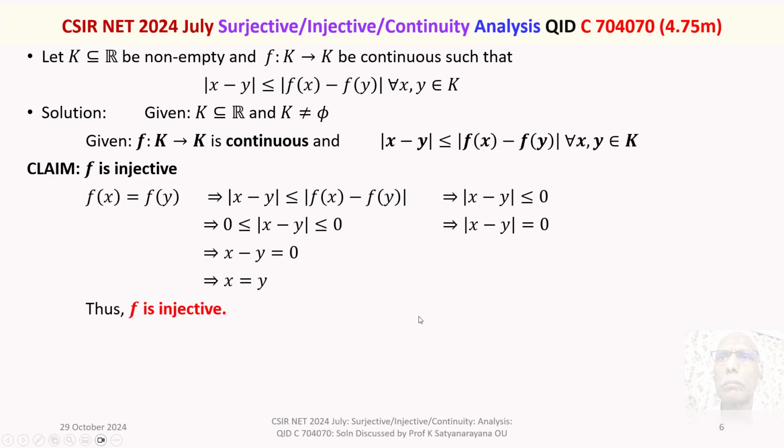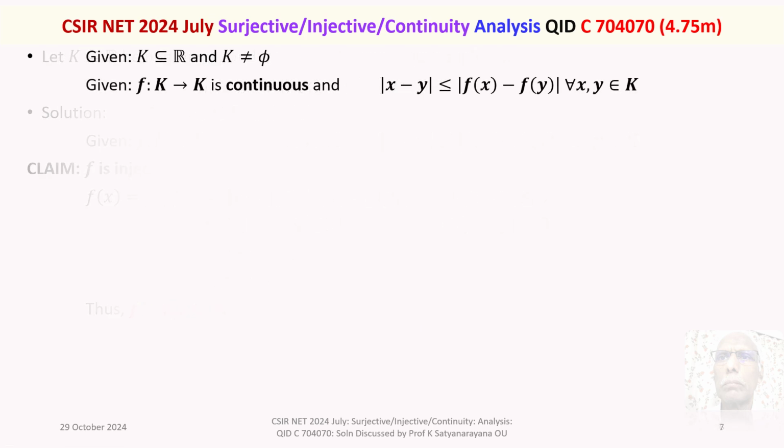Right. We move to the next slide for the discussion of option 1. Option 1: f need not be surjective. Is it so? So, to show f is not surjective, with these conditions, we have to provide an example where surjectivity is lost. So, look for such an example.